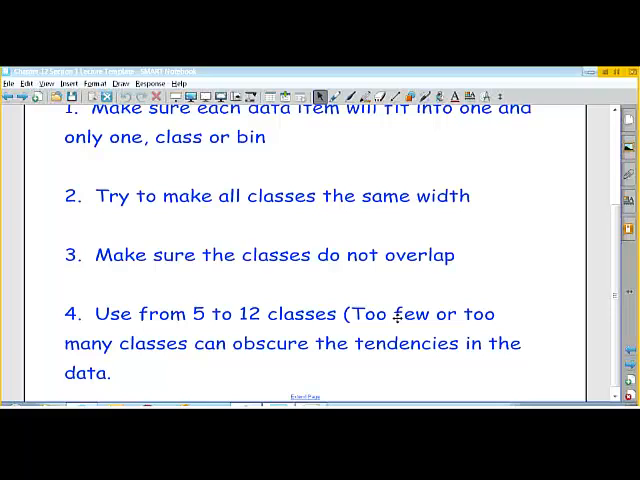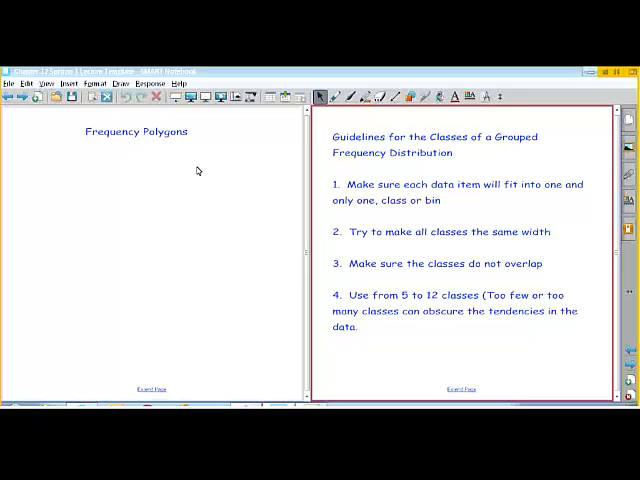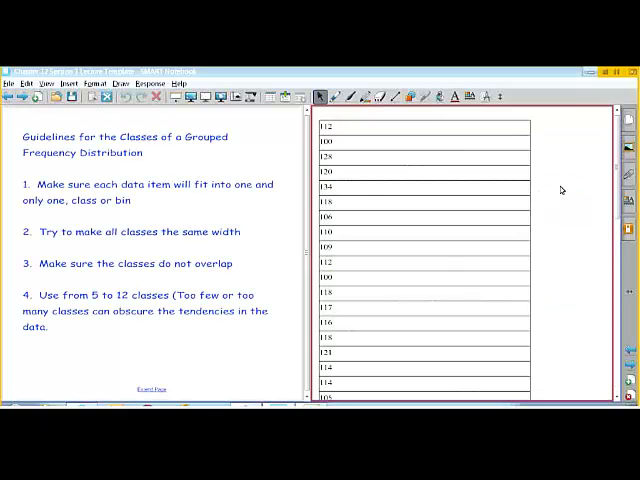If you have too few, then you don't have enough information. But if you do over 12, then you have too many classes, and it's hard to look at. It obscures the tendencies of the data. So the way we're going to explain this is we're just going to set up an example, and we're about ready to take the test. So I'm just going to explain what we're going to do next time.